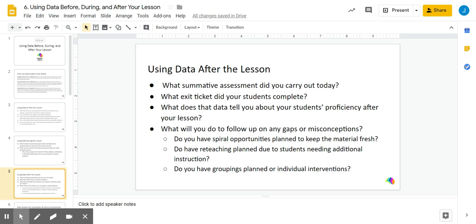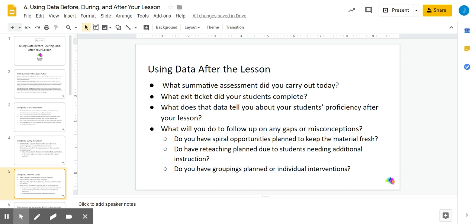What does that data tell you about your students' proficiency after your lesson? And what will you do to follow up on any gaps or misconceptions? So again, within that gaps and misconceptions, you can think about a spiral opportunities plan so you can keep that material fresh. Maybe you had to clarify some things for students that had misconceptions and you want to make sure that they really hang on to that new idea, so you can spiral back to it in the future to ensure that that's the case. You might have a reteaching plan due to students needing additional instruction.